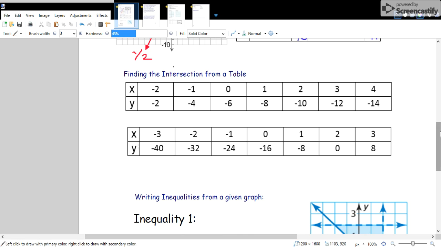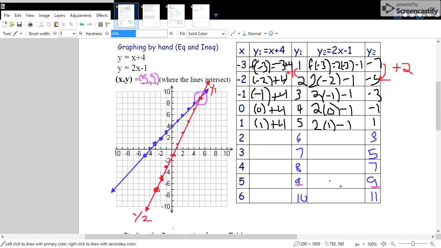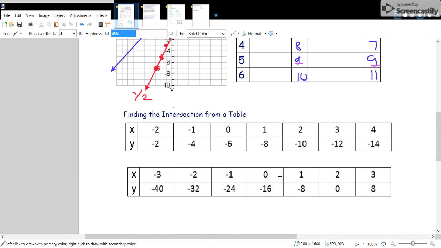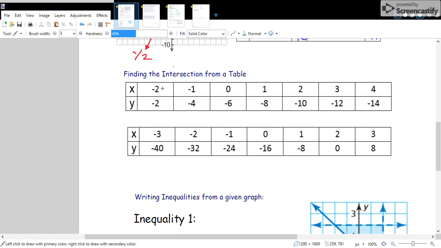Let's find an intersection from a table. To do that, we're going to see where the y is the same. Let's look. When x is -2, y is -2 on this one, and -32 on this one. Those are not the same number. When x is -1, y is -4. Well, -4 is not the same thing as -24. These are not the same.